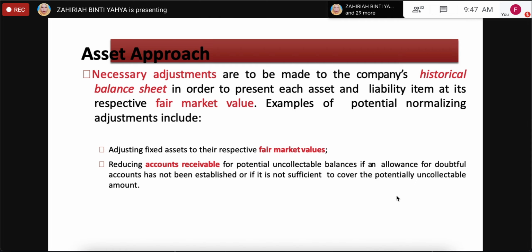Macam itulah juga dalam company, ya. So kita kena buat adjustment, kita patut keluarkan apa yang patut dikeluarkan. Okey.